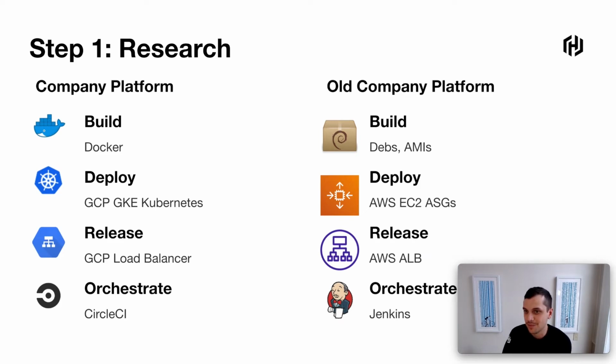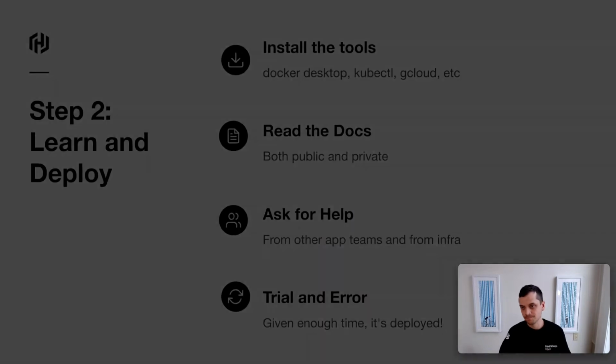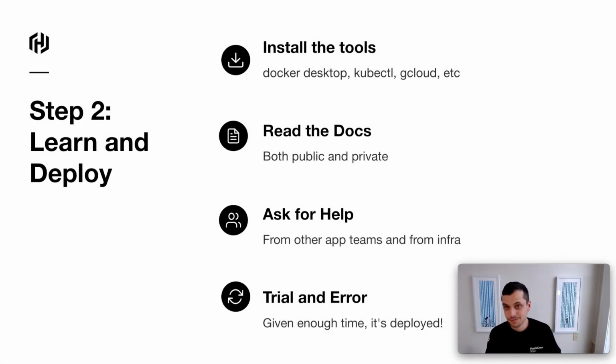At Danielle's previous company, she was building DEBs, baking them into AMIs, deploying them onto EC2, releasing behind ALBs, and orchestrating it all through Jenkins. So Danielle knows the steps that she needs to do. She knows what the workflow looks like, but she doesn't know any of the tools. So step 2, learn the tools.